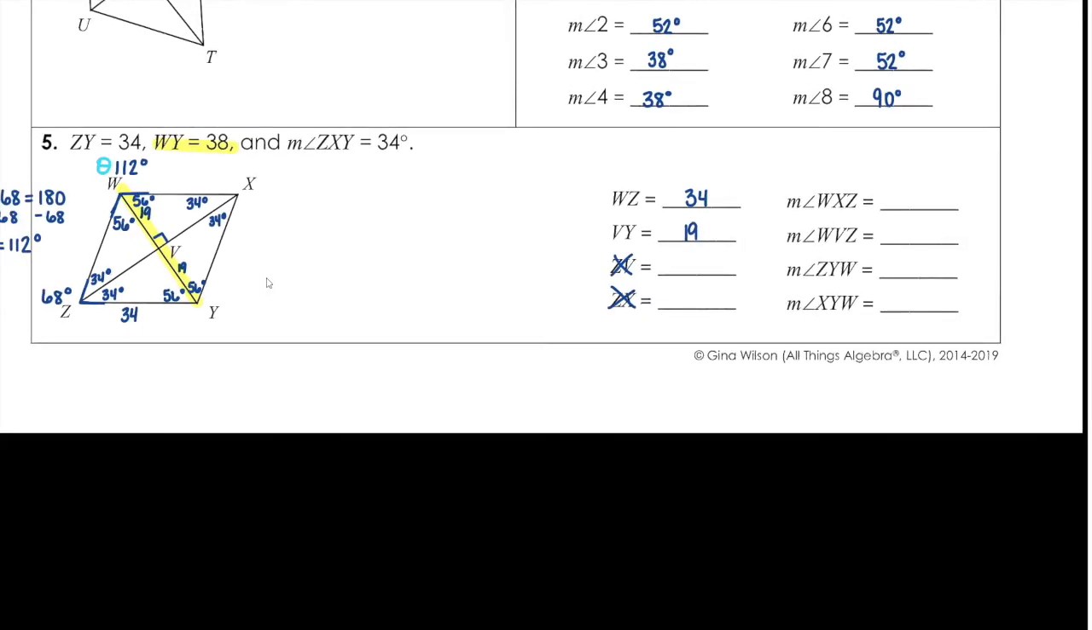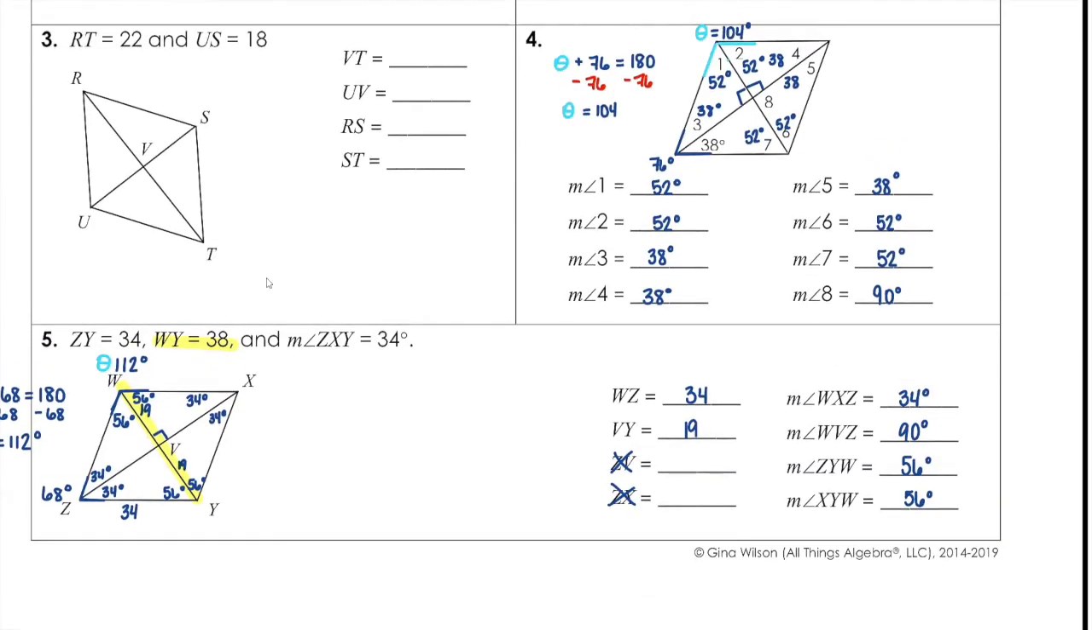How about WXZ? 34. Remember, guys, just follow along your vertice trail. WVZ. 90, because in a rhombus, what happens to our diagonals? They intersect. Perpendicular angles. Good. ZYW. 56. And XYW. 56. Very good. So that is our rhombus.